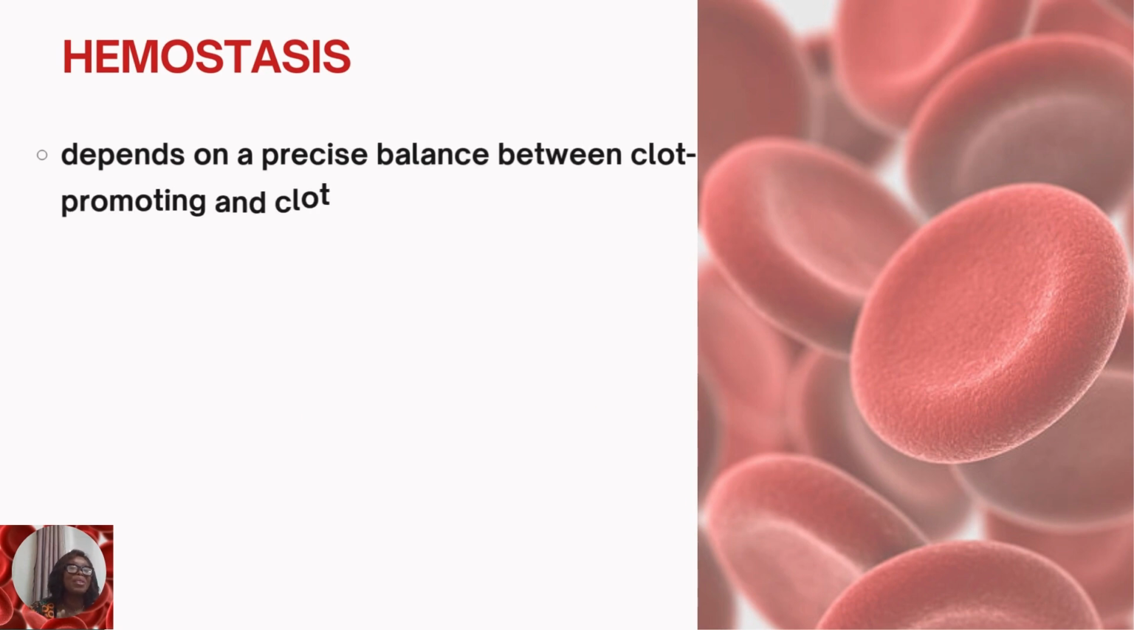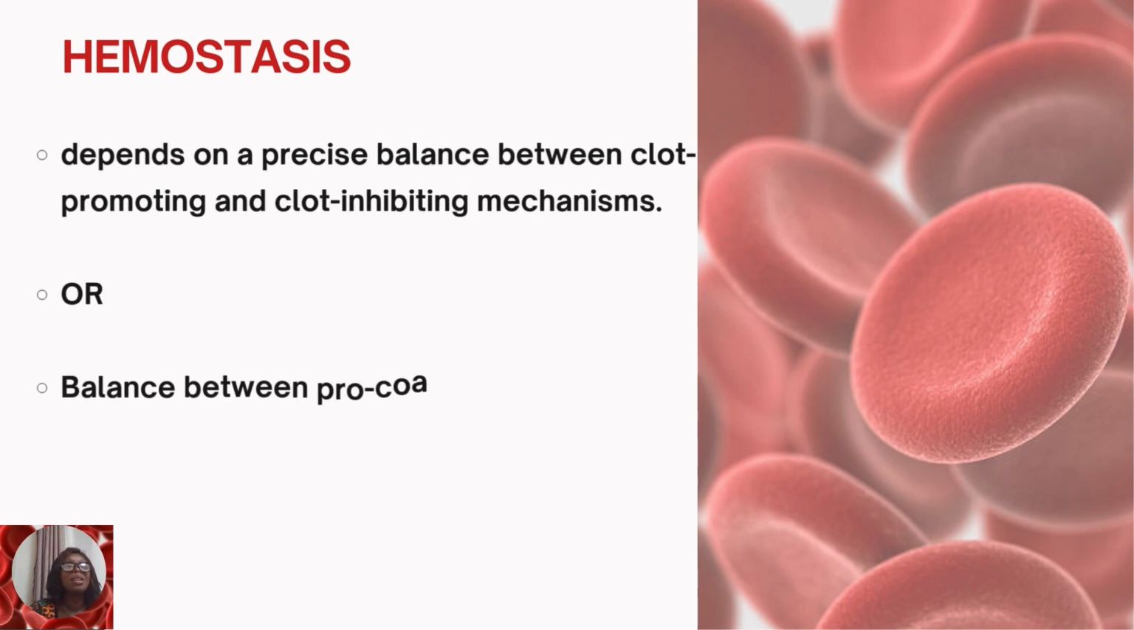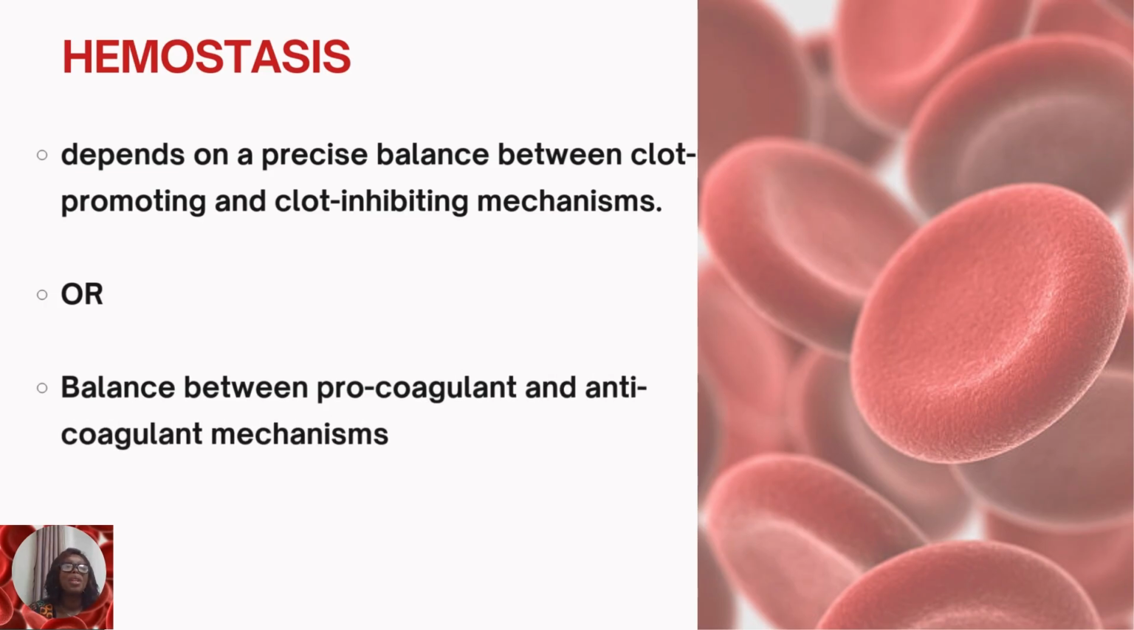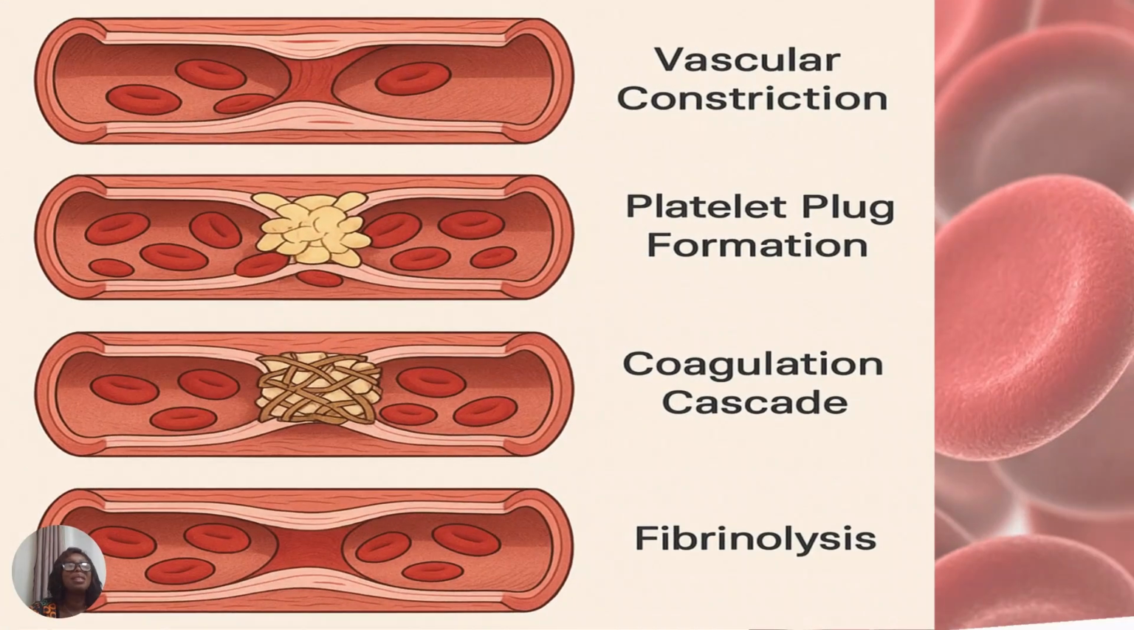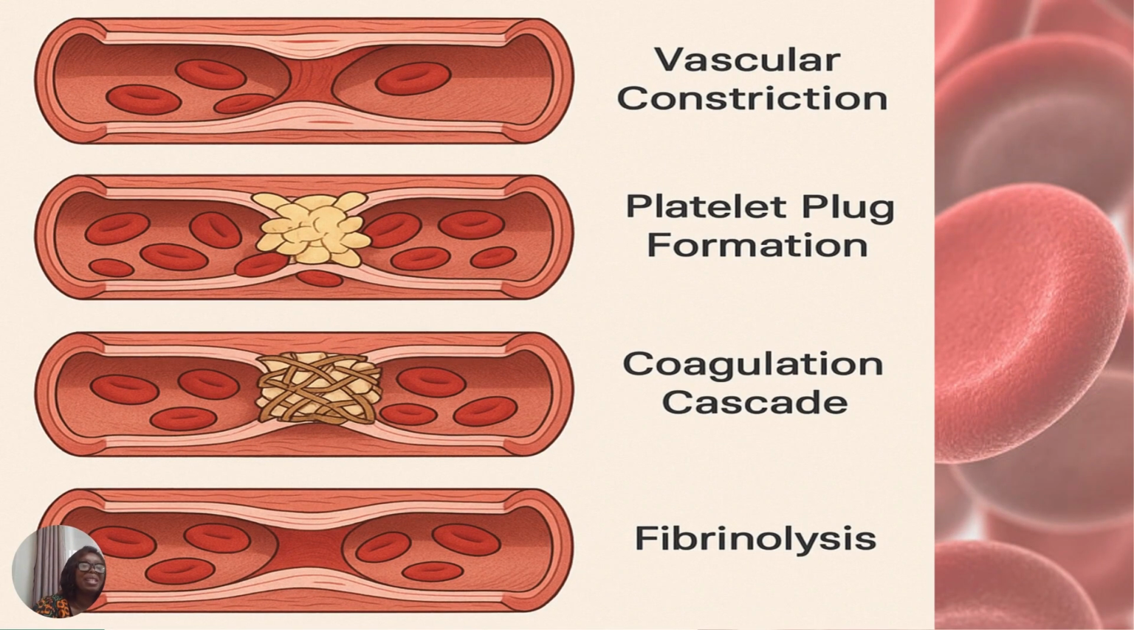Hemostasis actually depends on two opposing mechanisms, the clot promoting and clot inhibiting mechanisms, or you can say procoagulant and anticoagulant mechanisms. We have different stages of hemostasis. For ease of understanding, I divided it into four: vascular constriction, formation of the platelet plug, which can also be termed primary hemostasis, the coagulation cascade, which can also be termed secondary hemostasis, and fibrinolysis, which can also be termed tertiary hemostasis.